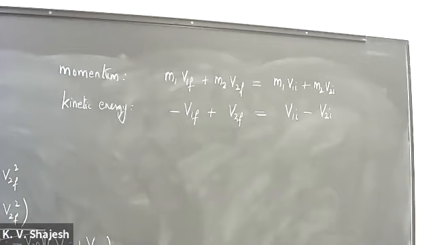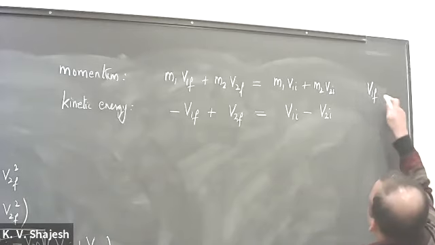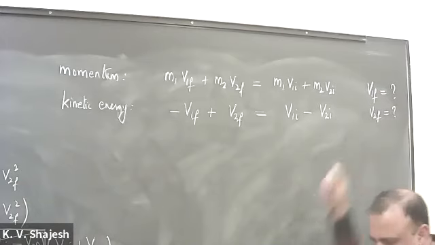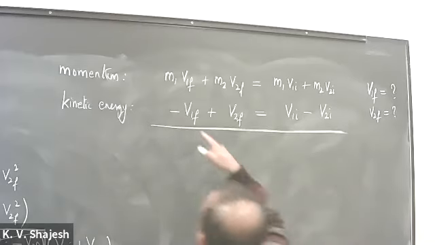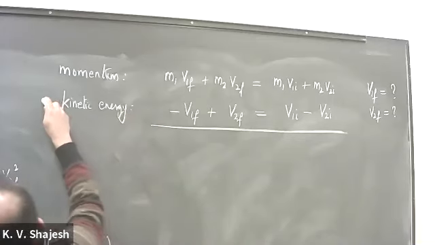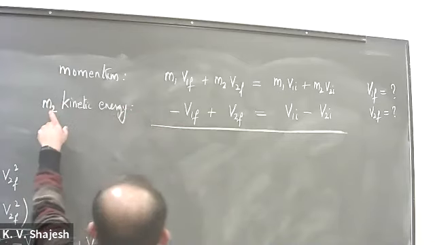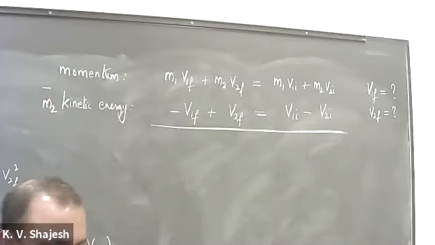Okay, so those are your two equations, and we want to find out what v1 final is equal to and what v2 final is equal to. That's our simple goal in the next 5 minutes or so. These are linear equations, right? So first, let me get rid of v2. I will multiply the second equation by m2, which brings an m2 here, and then I'm going to subtract them out. That's my first step.